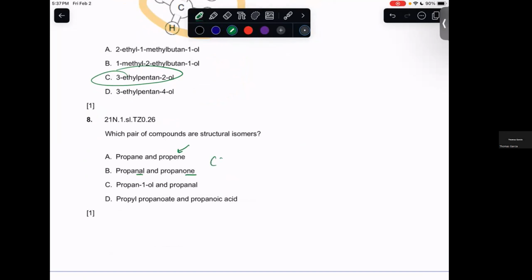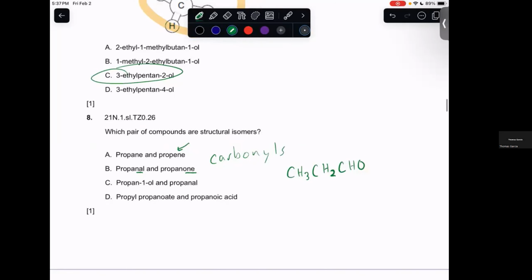Propanal and propanone are both carbonyls. And the fun thing about carbonyls is I know that they're going to have the exact same formula. Propanal is going to be CH3, CH2, CHO. Propanone is going to be CH3, CO, CH3. Oh, that to me looks like a structural isomer. We're just moving this double bond O from the carbon at the end in propanal and moving it right here to the carbon in the middle to make propanone.